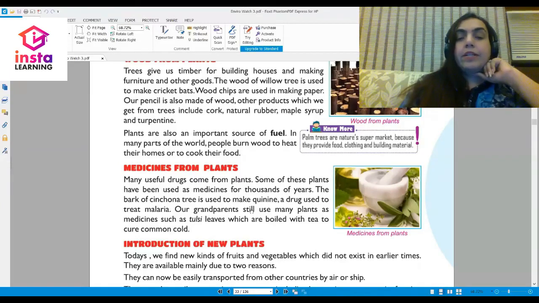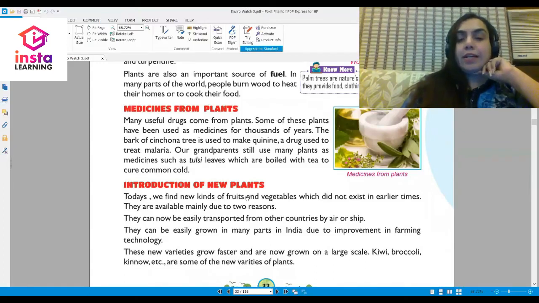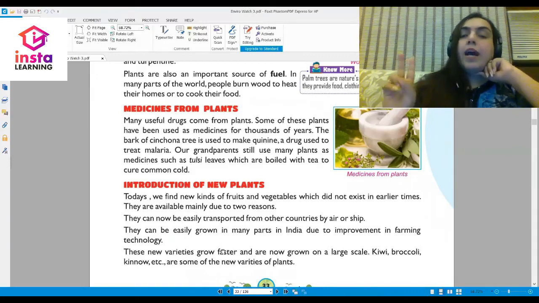Introduction of new plants. Today, we find new kinds of fruits and vegetables which did not exist in earlier times. They are available mainly due to two reasons. One, they can be easily transported from other countries by ship or air. And number two, they can be easily grown in many parts of India due to improvements in farming technology.